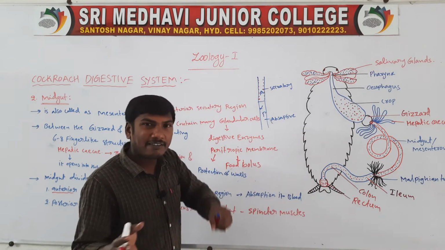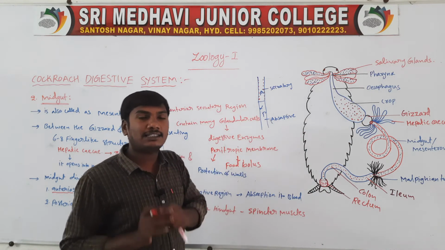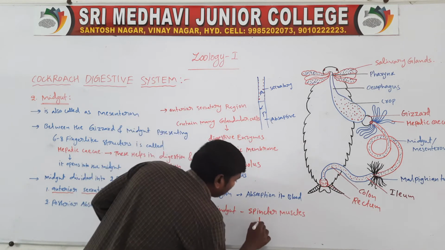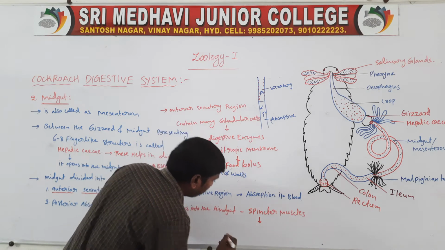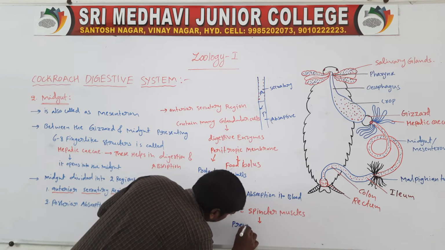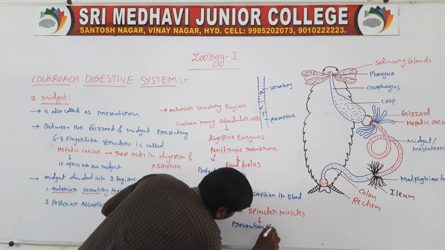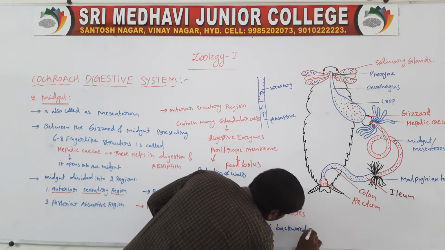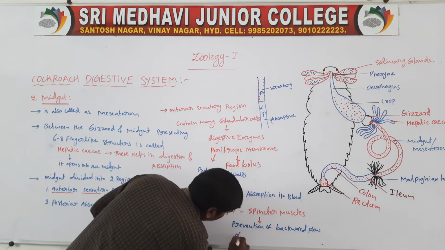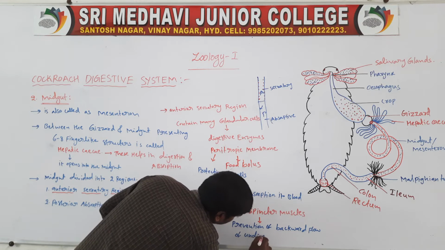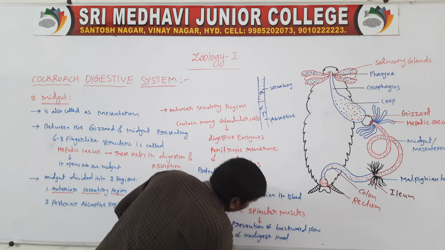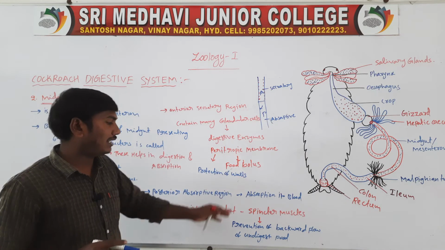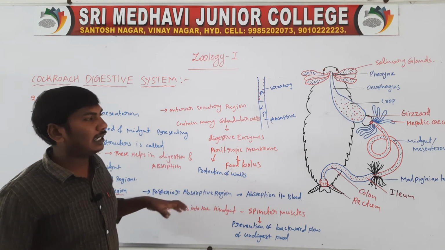They prevent the backward flow of the undigested food materials. So these are the sphincter muscles of the midgut.